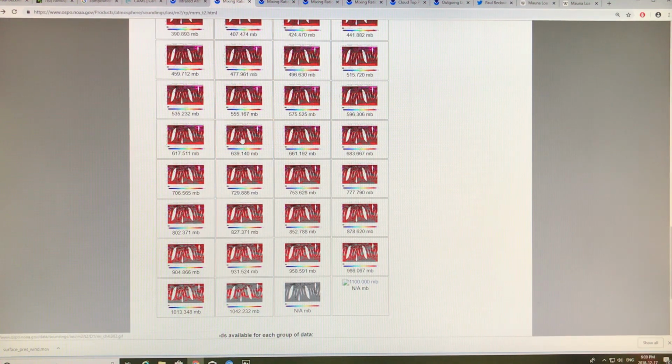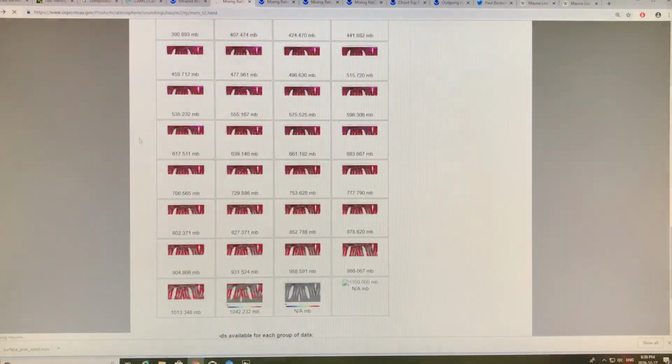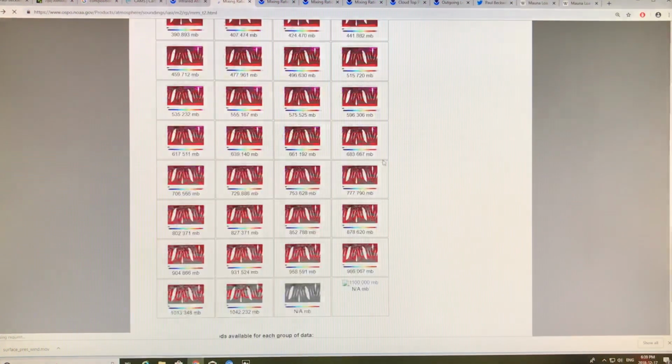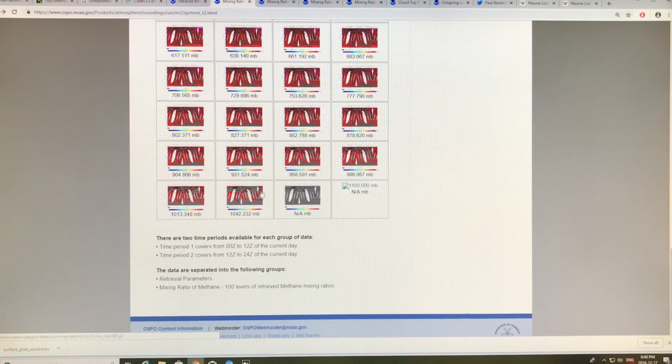Let's go the other way. Let's have a look here. And it's dropped off there. Okay, so 2727 is the highest. Okay, so I highly recommend that you have a look at these. And you can learn a lot of different things about how the gas varies with altitude over the globe.